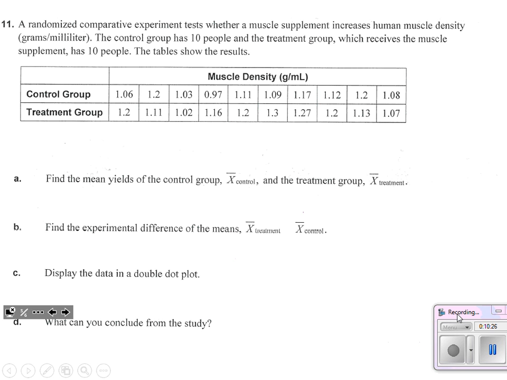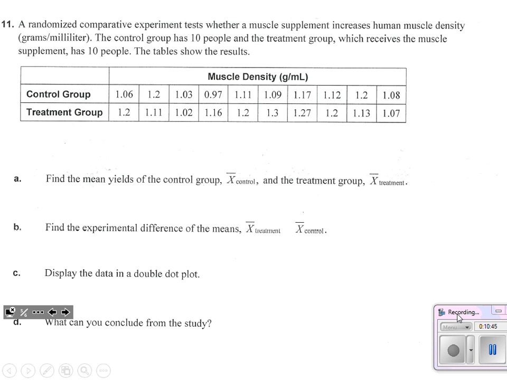Okay, next, a randomized comparative experiment tests whether a muscle supplement increases human muscle density in grams per milliliter. The control group has 10 people, and the treatment group, which receives the supplement, has 10 people. Tables show the results. Okay, well, I guess it's just one table.